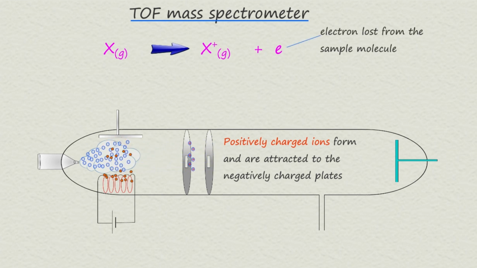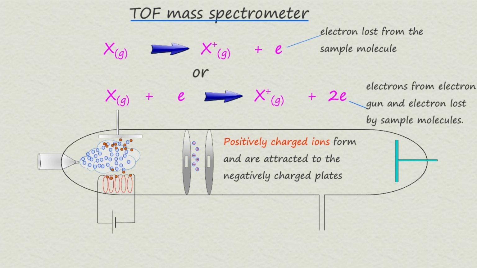Here, e represents the electron being knocked off the sample X, but you may also see this equation written as shown on screen. And in this equation, the first electron is the electron from the electron gun, while the two electrons on the product side are the one electron from the electron gun and one from the sample atoms which are removed.